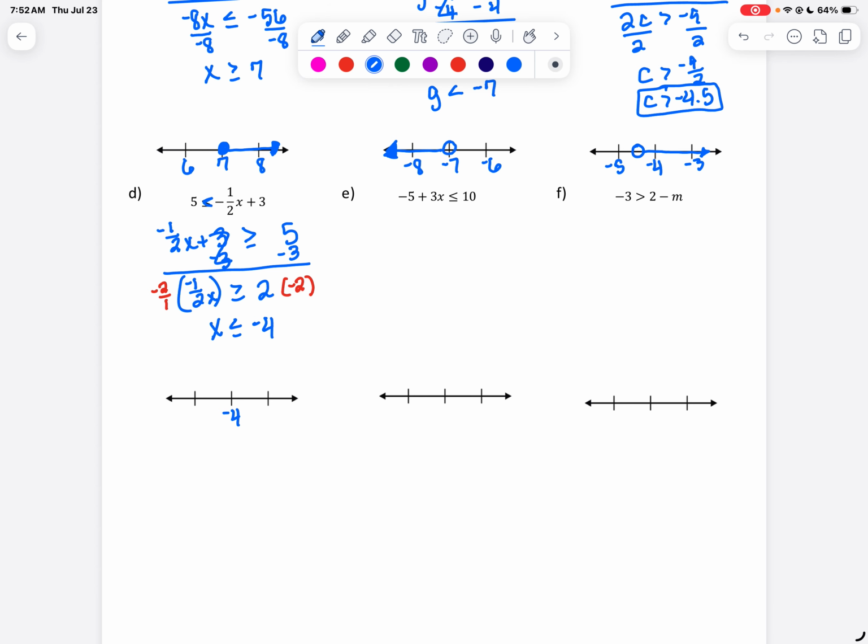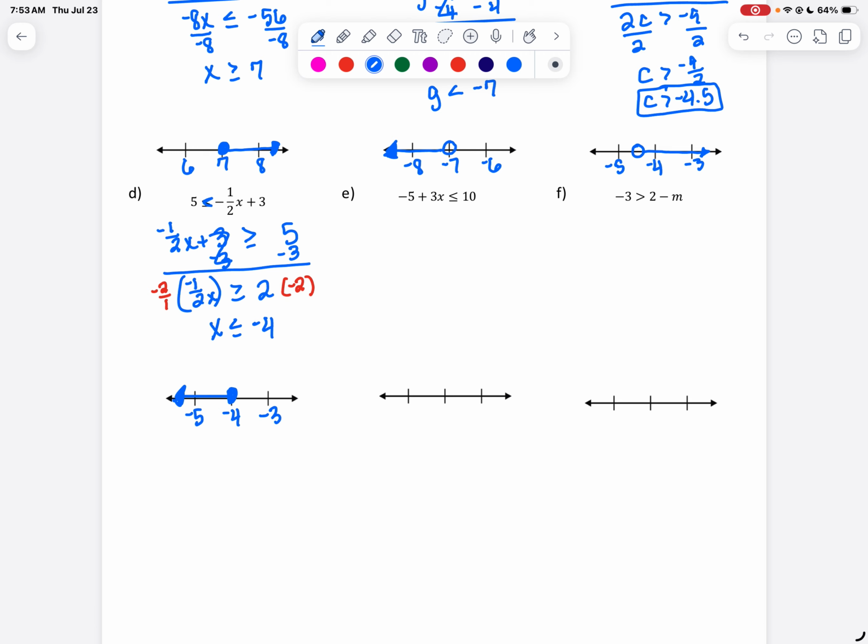So negative 4 will go in the middle, put a negative 5. Negative 3, I want a filled in circle. And for less than, we shade to the left. All right, problem E. Negative 5 plus 3x is less than or equal to 10. Pause the video, try this problem on your own. When you're ready to check the answer, press play and come back to check.